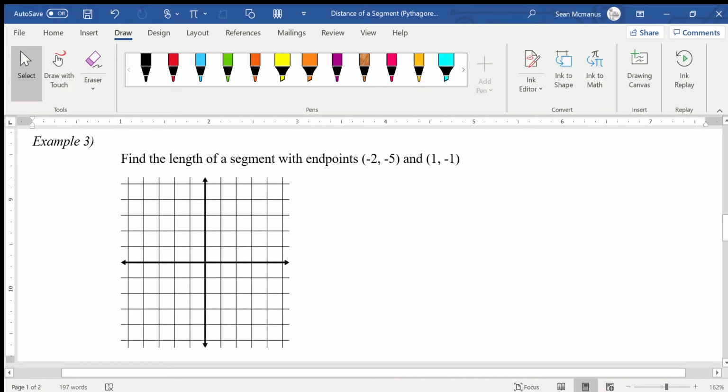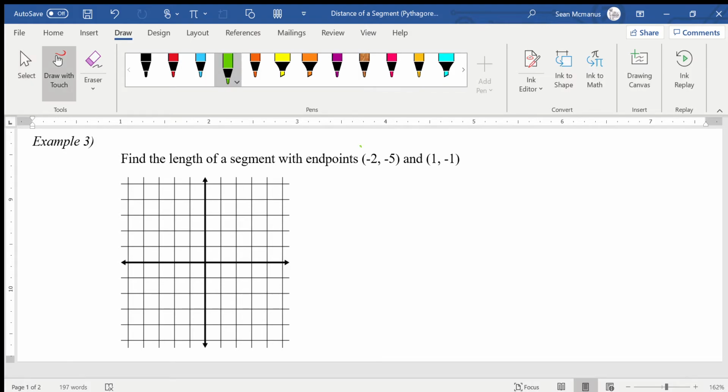So number 3, find the length of a segment with endpoints -2, -5. So I know I have one point here at -2, -5, and I have another point here at 1, -1. And I can connect those. Actually, I'm going to use a different color. Right, so I want to know how long that pink segment is.